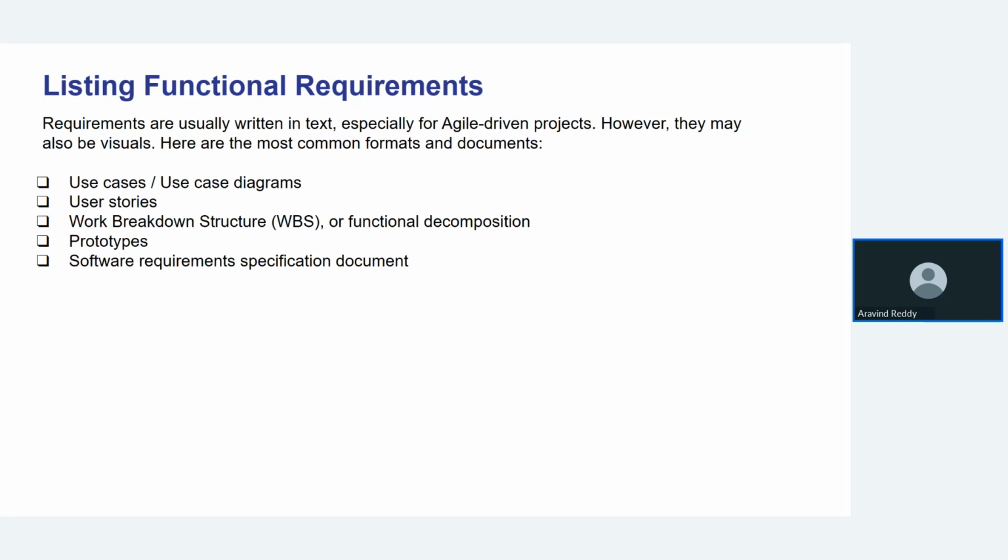While performing, you need to list the functional requirements. So what are the ways of listing functional requirements? Requirements are usually written in text, especially for agile-driven projects, or they may also be visualized, or in the most common documentation formats. So while working on these functional requirements, you need to note down the complete functional requirements in a notebook or text format, right? Then you need to mark whether each is done or not, right? Use cases and use case diagrams, user stories, work breakdown structure, functional decomposition, prototypes, and software requirements specification documents. So in that way, you need to specify while working.